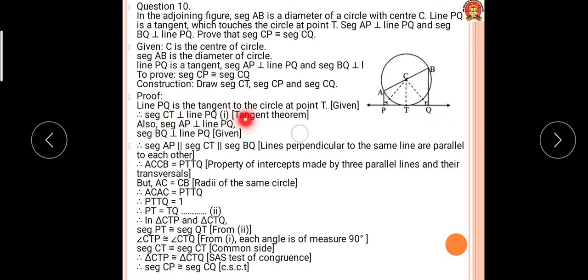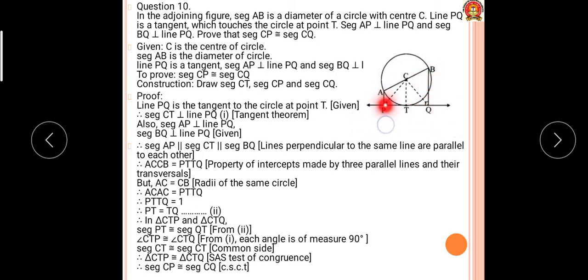Now line PQ is tangent to the circle at point T. Yes, PQ is tangent to the circle, and the point of contact we can see is point T. Now segment CT is perpendicular to PQ. Also segment AP is perpendicular to PQ, and segment BQ is perpendicular to line PQ.